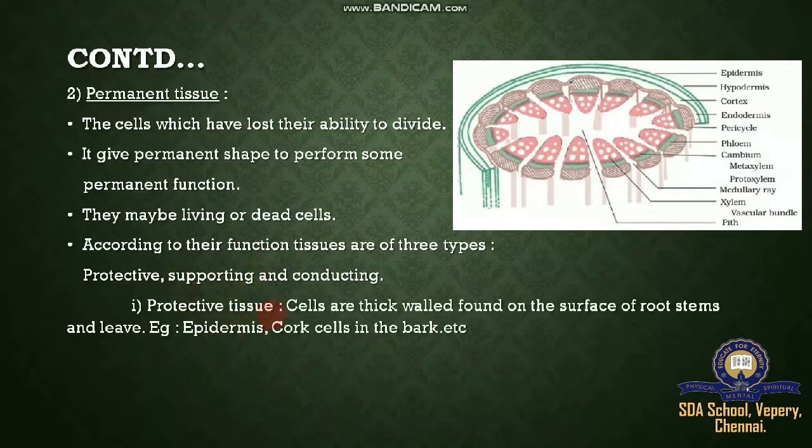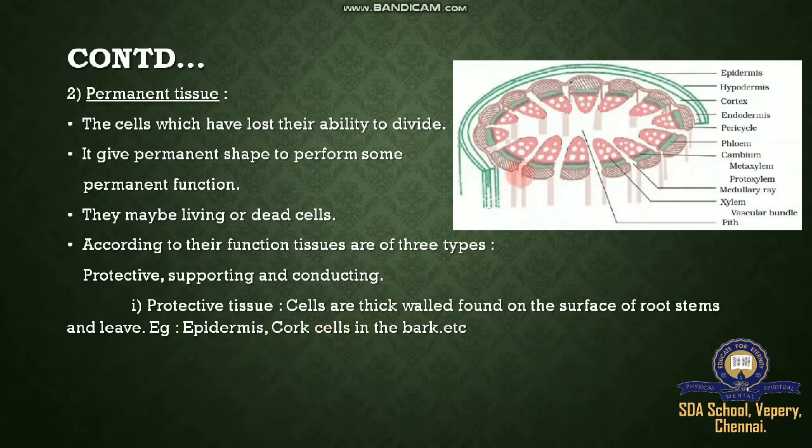First, protective tissue cells are thick walled, found on the surface of the root, stem, and leaves. Example, epidermis. We know this epidermis has a protective function because it is always around the entire plant stem, just as in our body we have skin. Skin has a protective function. Likewise, in all plants, the protective tissue is called epidermis. It is an outermost protective layer.